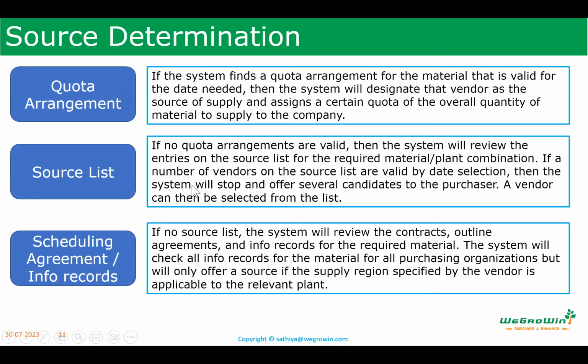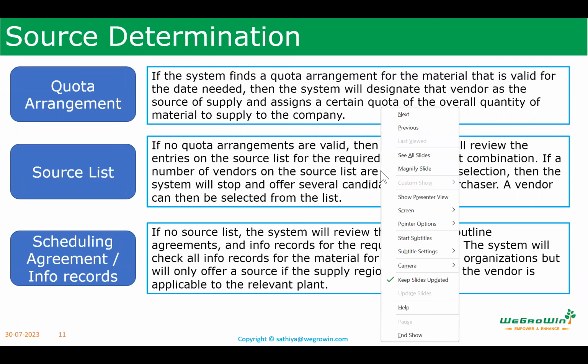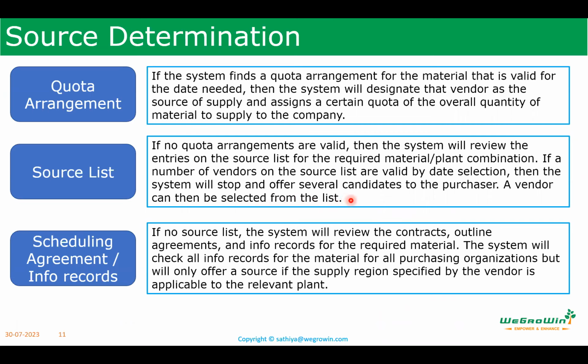The source list will be used if there are no quota arrangements, which means there is no valid quota arrangement, or a valid quota arrangement itself is not maintained. In that case, the system will use the source list. If a number of vendors on the source list are valid by date selection, the system will stop and offer several candidates. A vendor can be selected from the list when you are creating the purchase order.